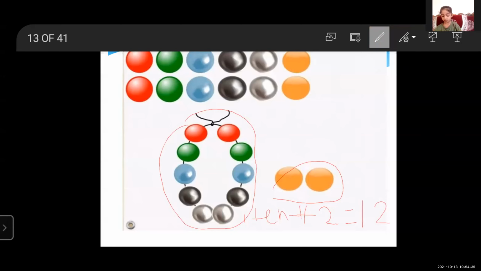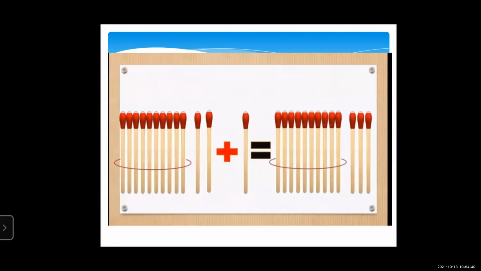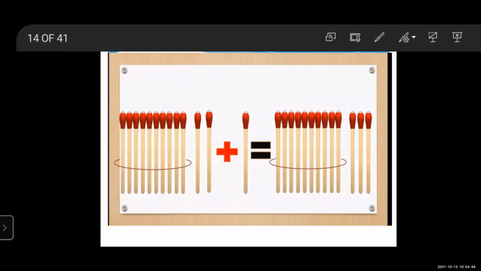Let's see the next number. After 12, which number comes? 13. Very good. See the matchsticks. At home there are also matchsticks. You can try this. Make a bundle of 10 objects. That is called 10. There are 2 matchsticks and there is 1. So 10 plus 2 is 12, plus 1 is equal to 13.